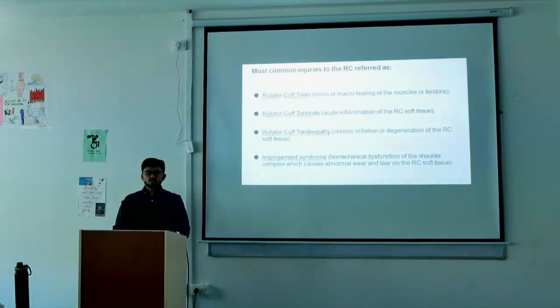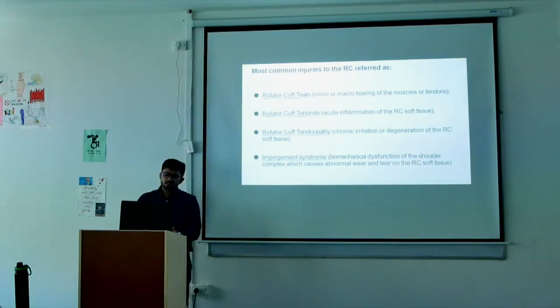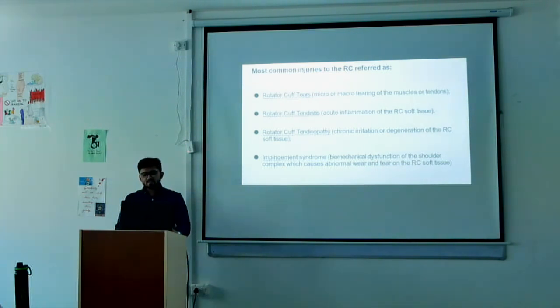Most common injuries to the rotator cuff are referred to as rotator cuff tears, which are micro or macro tearing of the muscles or tendons, which we just discussed. The second one is rotator cuff tendinitis. It is basically the acute inflammation of the rotator cuff soft tissue, which might follow a trauma. The third one is rotator cuff tendinopathy, which is chronic irritation or degeneration of the rotator cuff soft tissue. The fourth one is impingement syndrome. It is basically a biomechanical dysfunction of the shoulder joint, which causes abnormal wear and tear of the rotator cuff soft tissue.